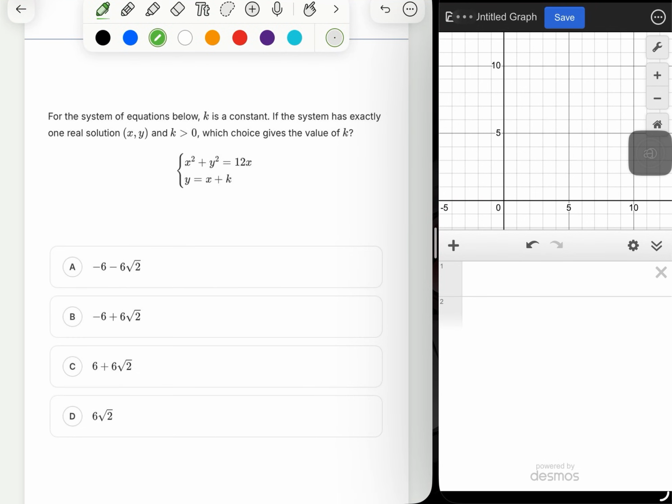Welcome back. Today I'm going to be going over this SAT constant question. And once again, I'd like you guys to try this for yourself before I dive into the explanation.